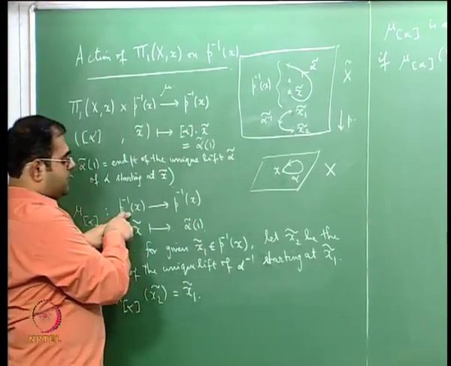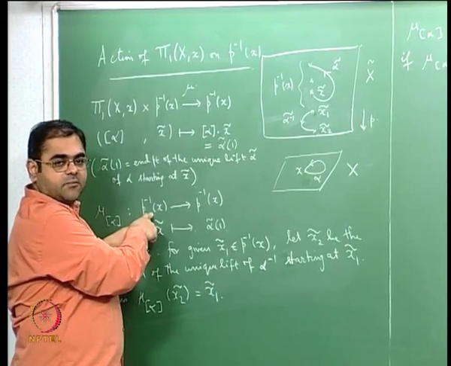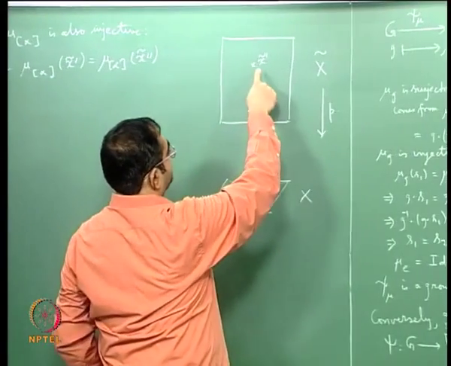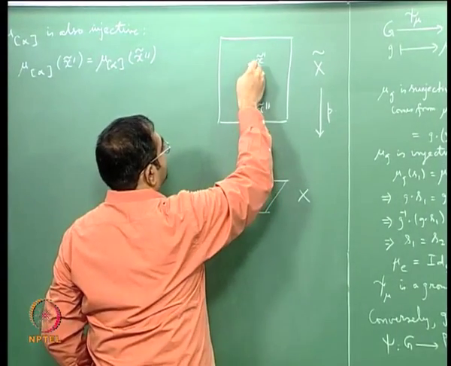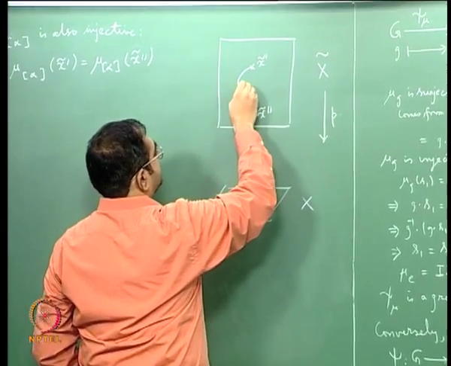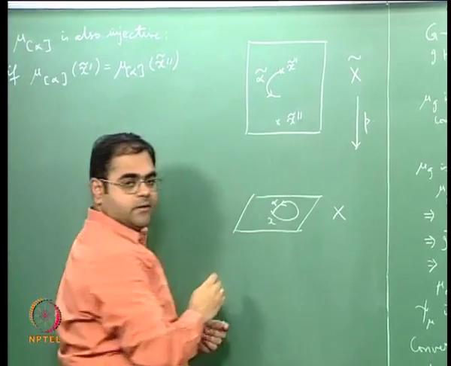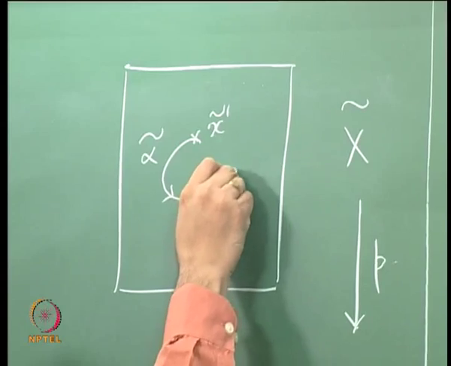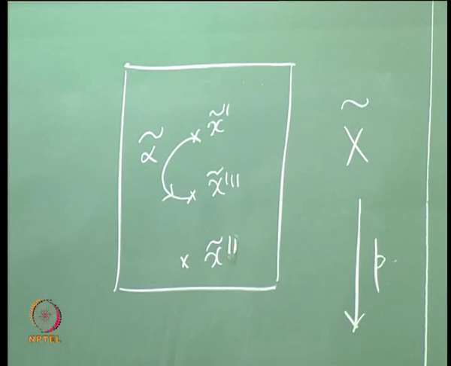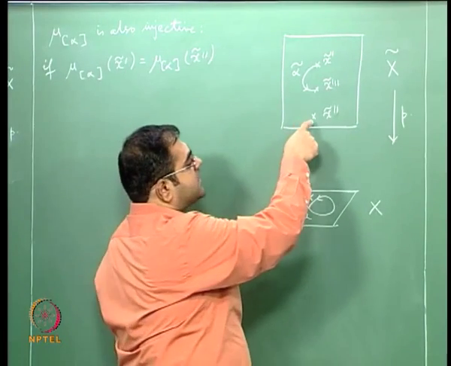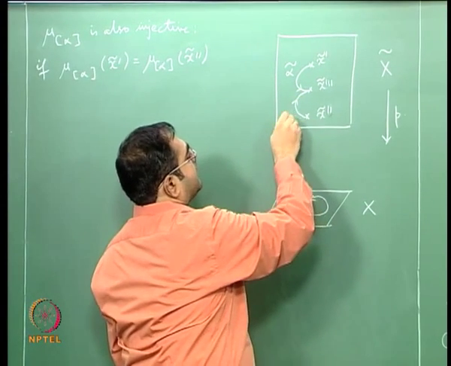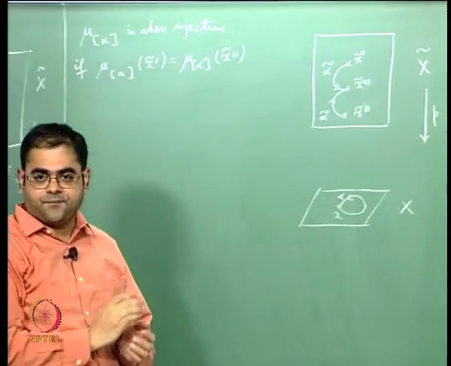Given a point in the fiber, you take a lift of alpha starting at that point, and the end point is the point to which it goes. So given x prime tilde, I take a lift of alpha to alpha tilde, and it goes to a certain point, say let me call this x triple prime tilde. In the same way I take another lift of alpha, but now starting at x double prime tilde, and the assumption is that that also ends at x triple prime tilde.